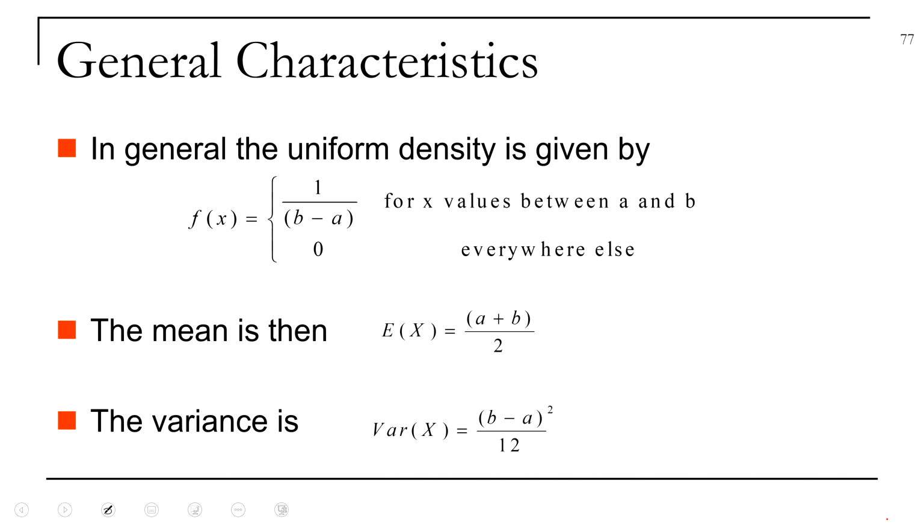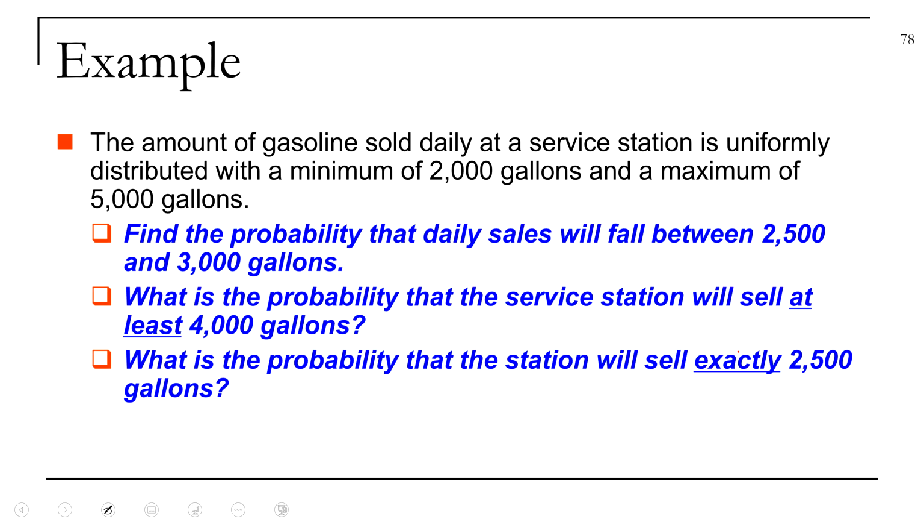The general characteristics for uniform, well, the density is given by this. Mathematically, you can go to Wiki and find this. The mean is given by this formula, and the variance is given by that formula. Not insanely hard to show, but not fun to show, and just good to know the final results.